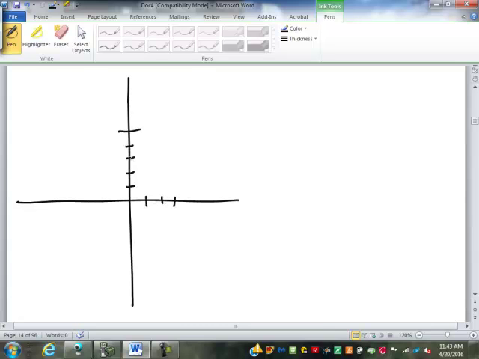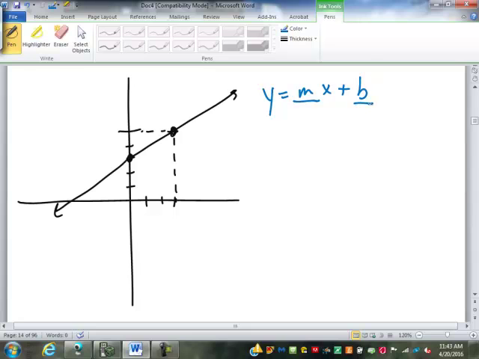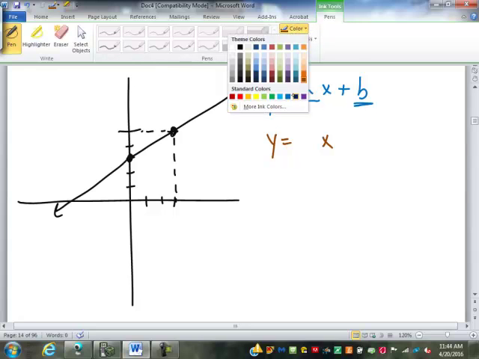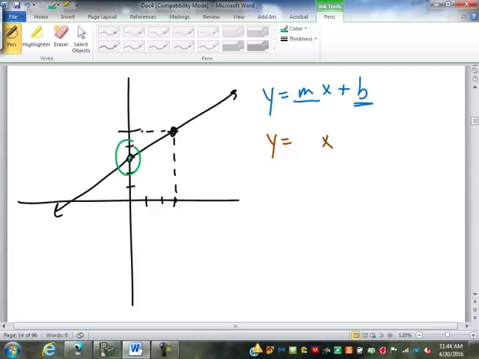So for this one, let's say I am given this line right here. Again, it's a line, so we know the equation is going to be y equals mx plus b. So we need to find m and b. We can find b, the y-intercept, really quickly here, because the graph goes to the y-axis at a +3.